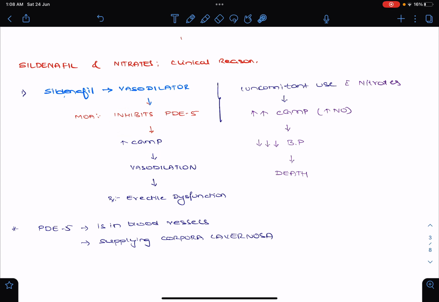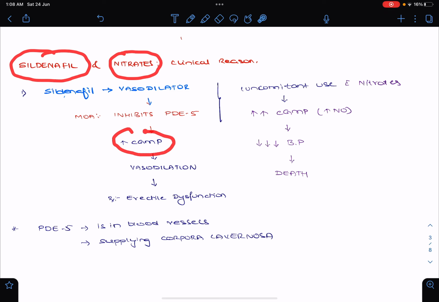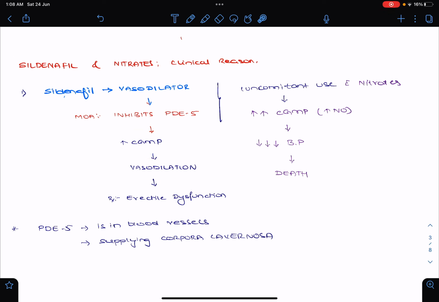On the other hand, nitrates also increase cyclic GMP. If you combine them with sildenafil, it again causes an increase in cyclic GMP, causing a profound fall in blood pressure due to the vasodilation, and the patient may even die due to the hypotension. So that's why they are not combined together.